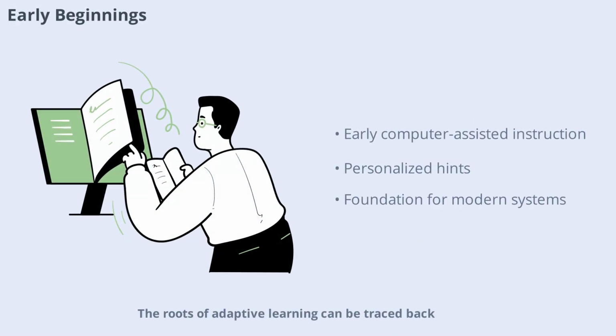Roots of adaptive learning can be traced back to early computer-assisted instruction in the 1960s and 1970s. These systems used basic logic to guide students through lessons, offering hints or extra practice when mistakes were made. While limited by the technology of the time, these early efforts laid the groundwork for today's sophisticated adaptive platforms.